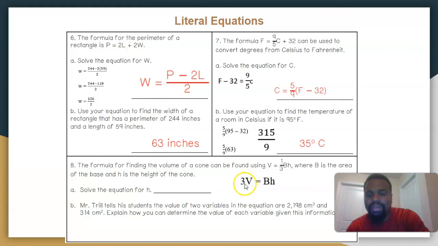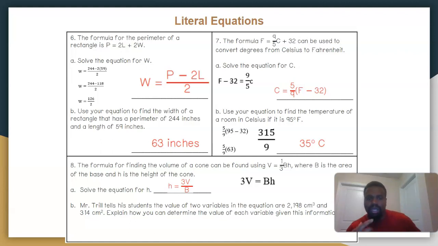So then it's 3 times v equals b times h, all right? And now to get h by itself, I've got to get rid of this b. So I divide both sides by b, and so I get 3v over b. That's the equation. And it says here, Mr. Trill tells his students the values of two variables are 2,198 centimeters cubed and 314 centimeters squared. How can we determine the value of each given this information?